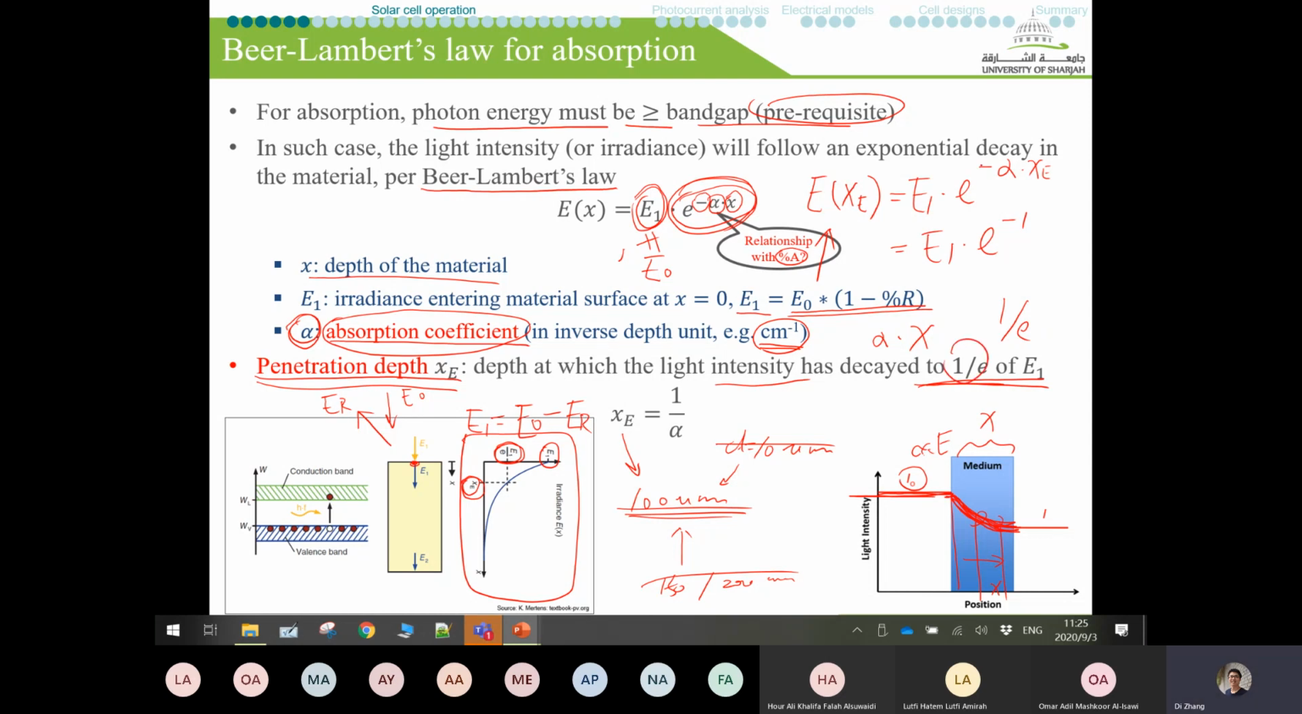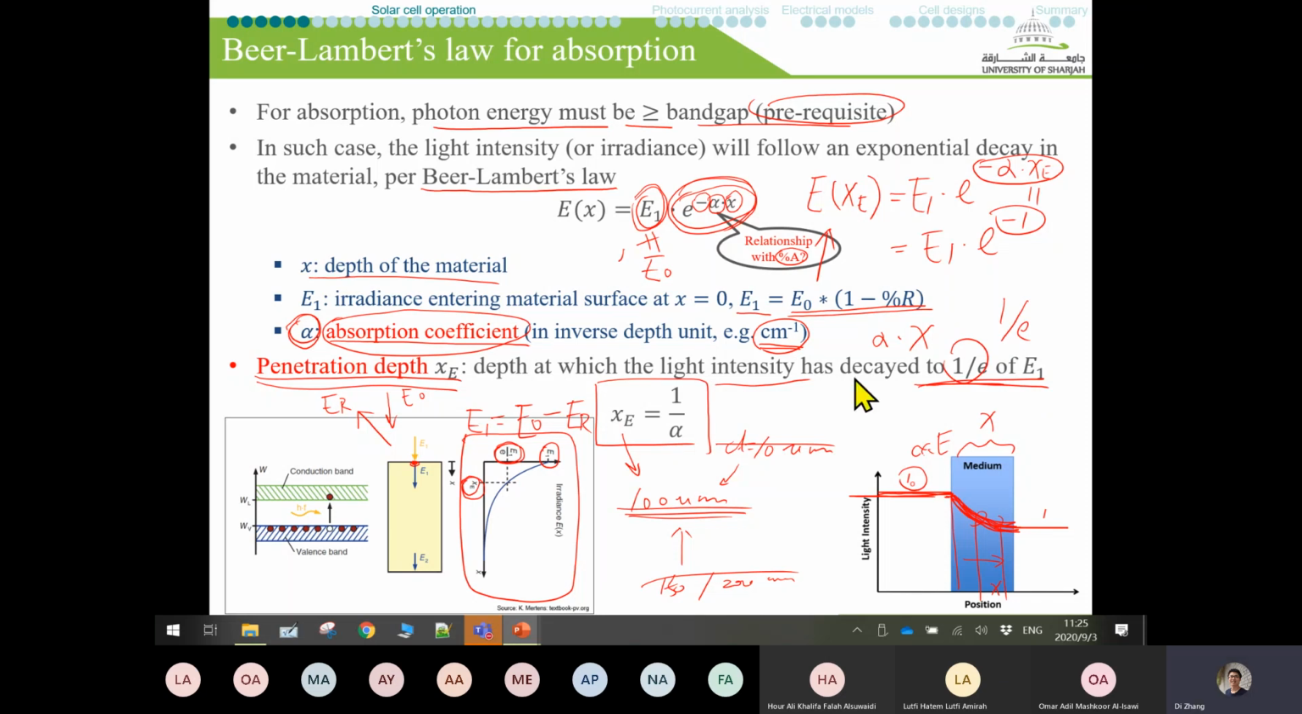Okay, 1 over E. So this means that this term will have to equal minus 1. So you can simply shift the alpha to the other side, and this is our calculation. We can simply do the inverse of alpha here to find the penetration depth. It's very simple to find, and from there we have a very quick estimation of the thickness that we need in order to absorb most of the incoming irradiance.